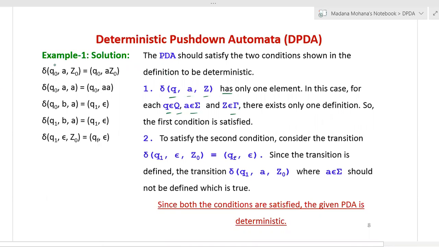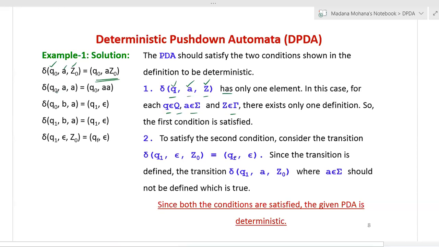Here you can see for every state Q0 with input A and the stack symbol Z, delta of Q, A, Z has only one element. That means only one move. Suppose you get one more move with the same Q0, same A, same Z0. Then the first condition is not satisfied. Always you look at the initial symbol of the stack Z0 or Z, the input symbol A, and a state Q, which has only one element. Only this condition needs to be satisfied.